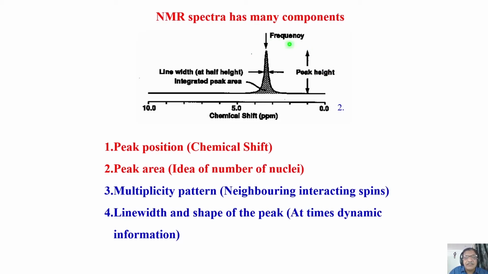As a consequence, it is relatively very broad compared to the sharp peak. So it gives me information about the dynamics of the molecule. So an NMR peak has several pieces of information present. So now we have to understand.